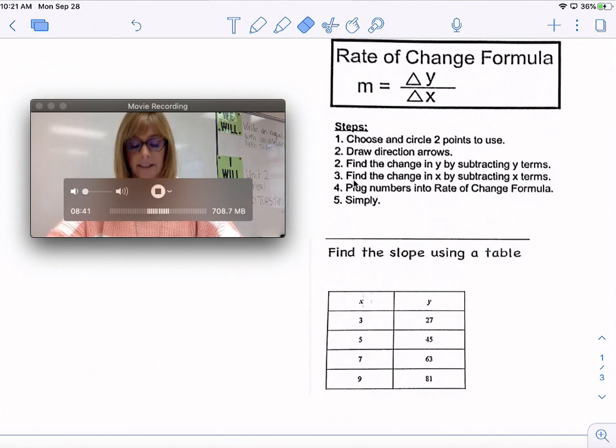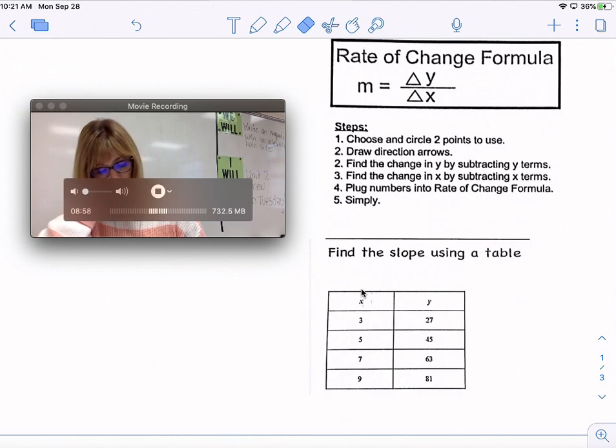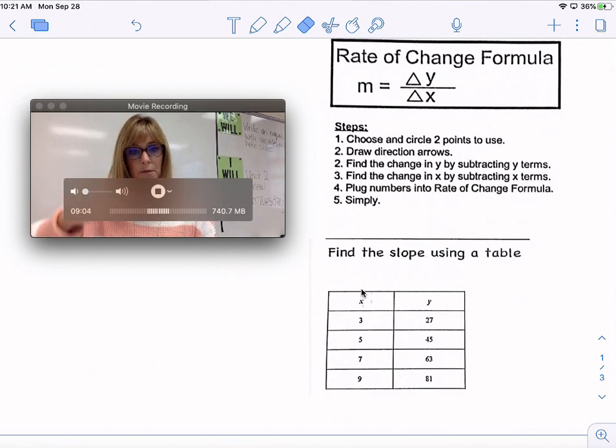So these notes today are a little more detailed. You can still do it the way we did yesterday, but if you struggled, these steps might help you. So when you're finding slope from the table, you don't actually have to do the whole entire table. You can just pick 2 points to circle. Because remember, rate of change is constant. So any 2 points on that table are going to give you the slope.